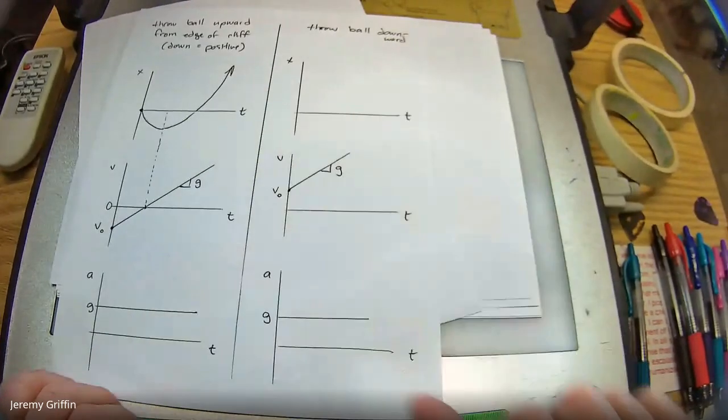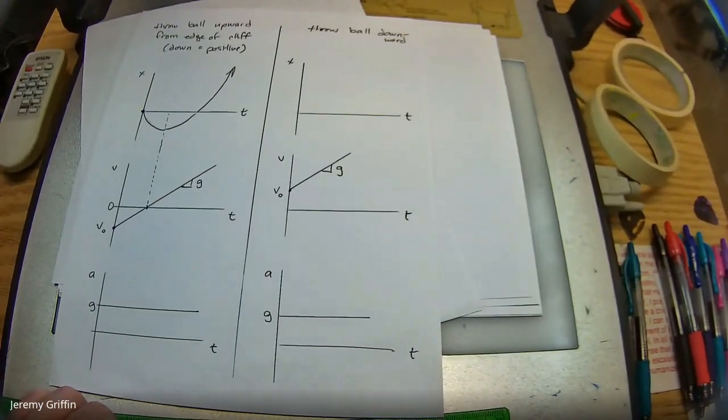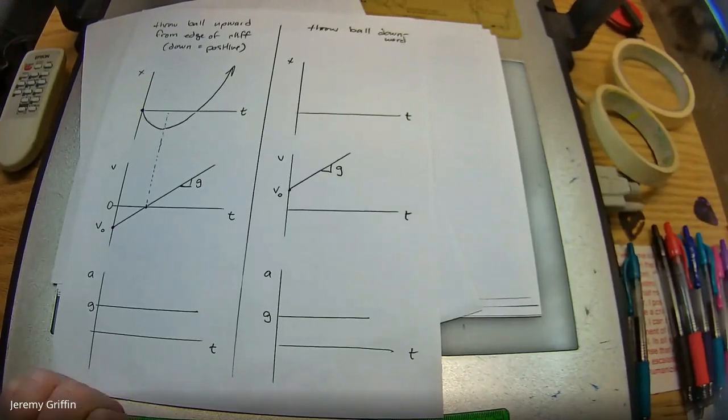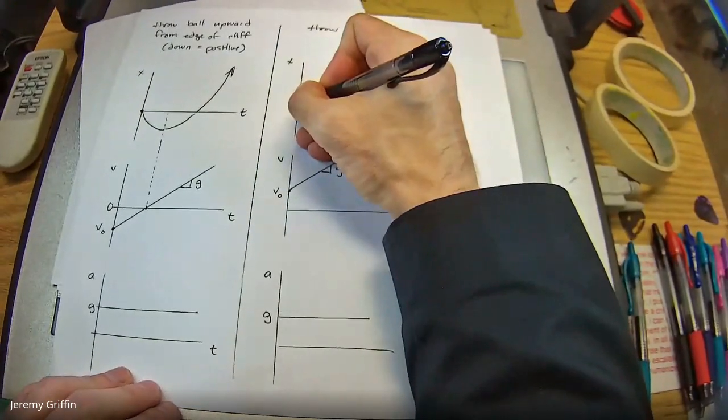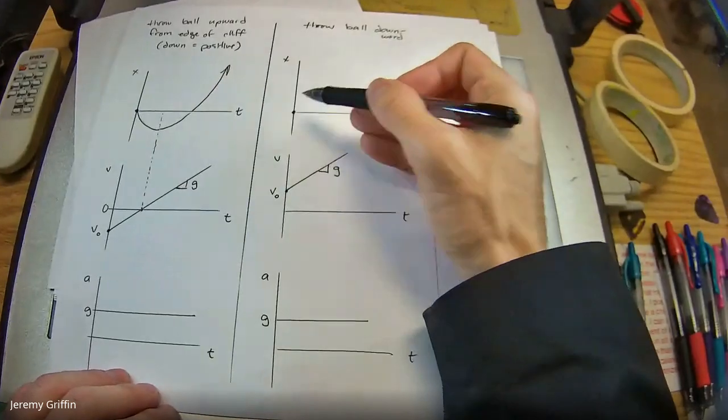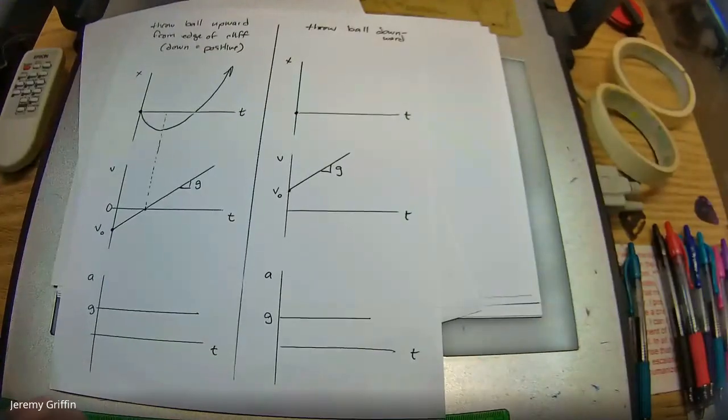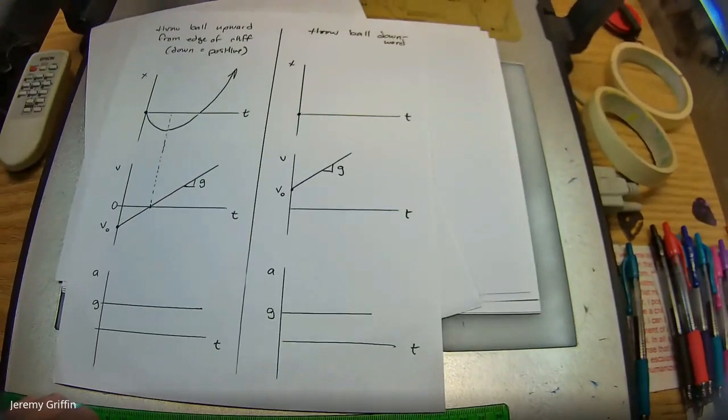How about x versus t? What's that one going to look like? Are you still starting at 0? Yeah, let's have the cliff edge at 0,0. So that would be a point on the graph.